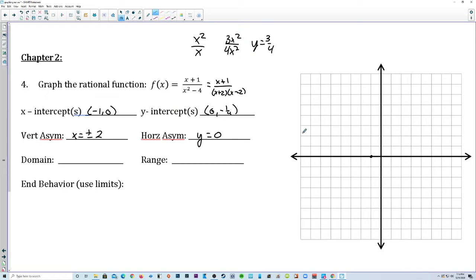Let's plot what we have. (-1, 0), we got that. (0, -1/4), that's about right there, let's say. Vertical asymptotes at plus and minus 2. So let's plot those.